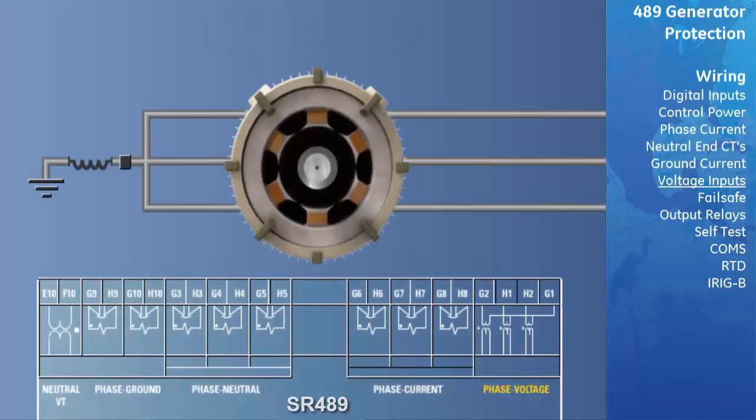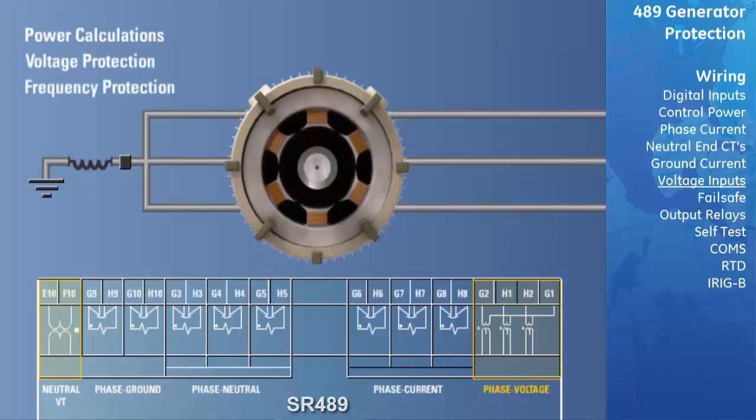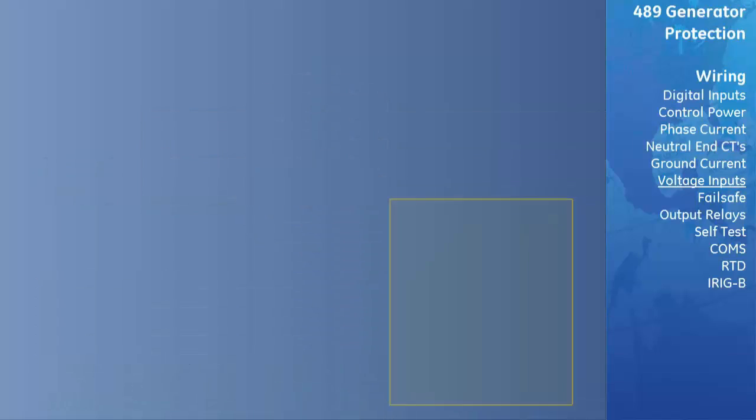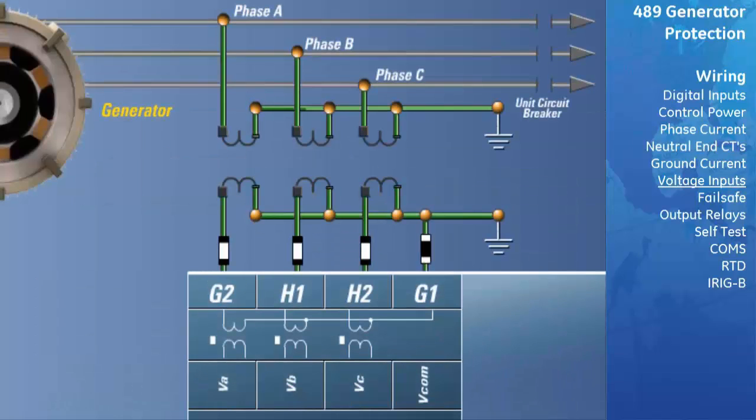The SR489 offers a total of 4 voltage transformer, or VT, inputs. The 3 phase voltage inputs are dedicated for generator terminal voltage, while the 4th is used for metering the generator neutral voltage. The phase VTs are used for measuring the voltage in the system. Power calculations, voltage protection, and frequency protection are all based on these metered values. The neutral VT connection is used for the neutral overvoltage and third harmonic undervoltage protection elements that provide the 100% stator ground protection.